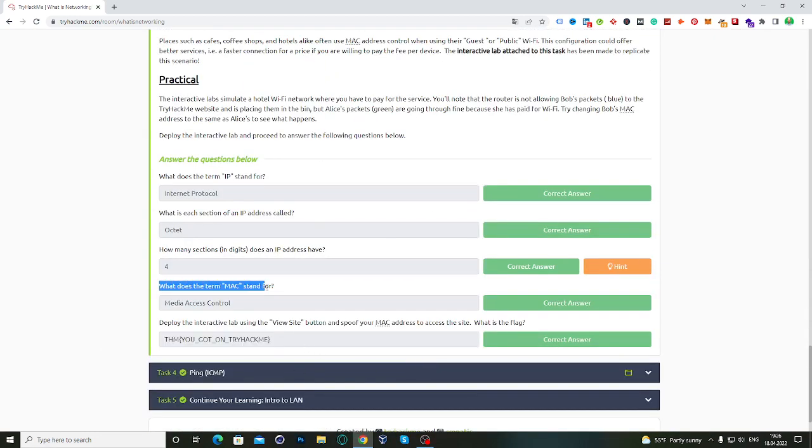For you, what does the term MAC stand for? How many sections or digits are in an IP? It's 4. What does the term MAC stand for? Media Access Control, and we find the CTF.